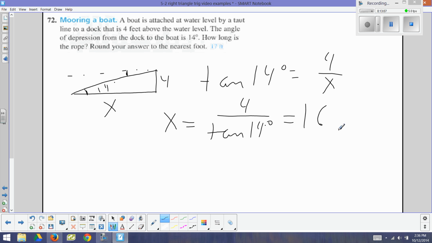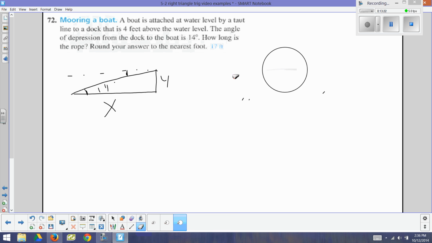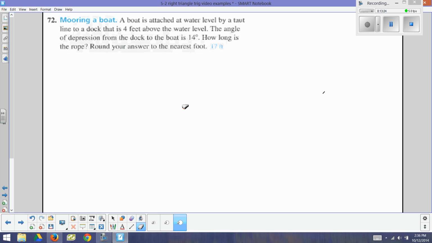Let's see, a boat is attached at water level by a taut line to a dock. Whoops, that's not right. The line is on the dock, it's not at the low water level. So this is not right. So let me erase it and draw my picture again. If I could read properly, I'd get the right answer.